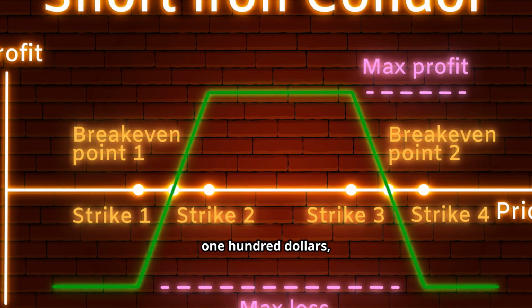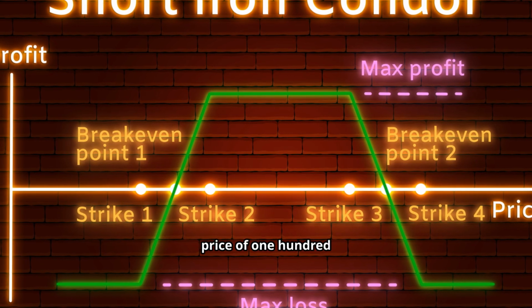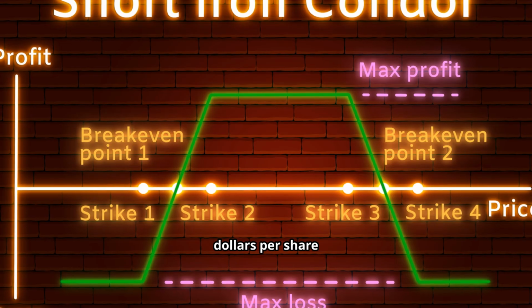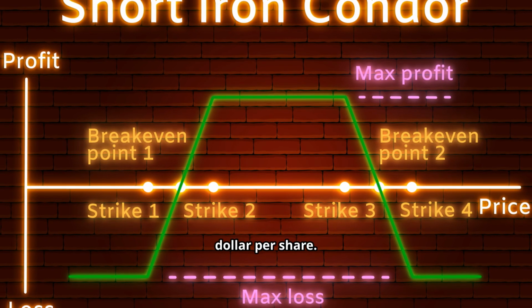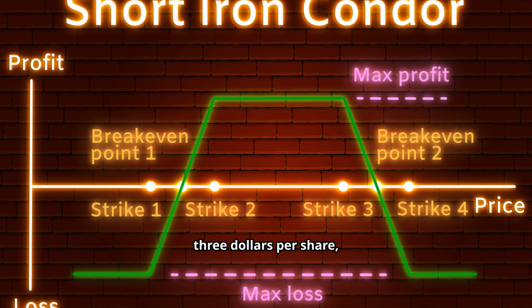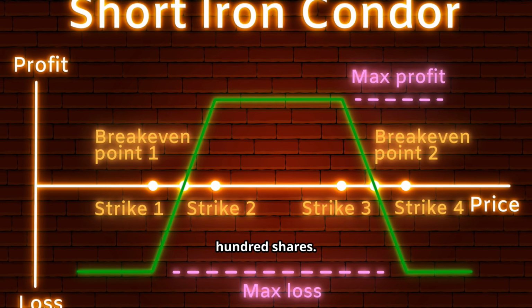For Tech Trend at $100, you might buy a call with a strike price of $100 for $4 per share and sell a call with a strike price of $110 for $1 per share. Your net cost is $3 per share, or $300 for 100 shares.